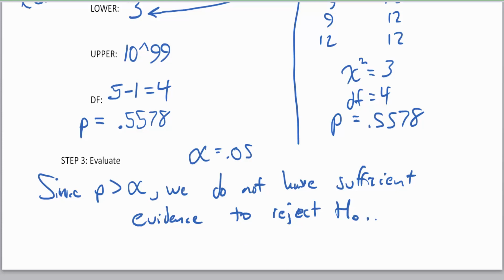There we go. Check it out. We do not have sufficient evidence to reject the null hypothesis.